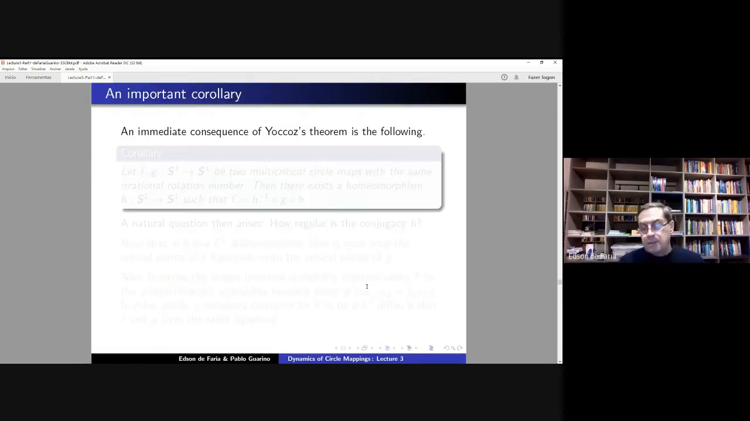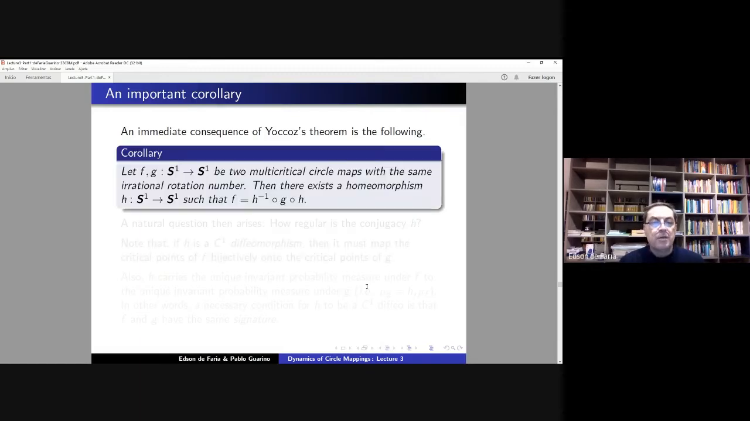Of course, an immediate consequence of this is that such a map is always topologically conjugate to a rotation. So if you take two such maps with the same rotation number, then of course they are topologically conjugate to one another, because they're both topologically conjugate to the same rotation. So that's a corollary, right? It's an obvious corollary of the theorem.